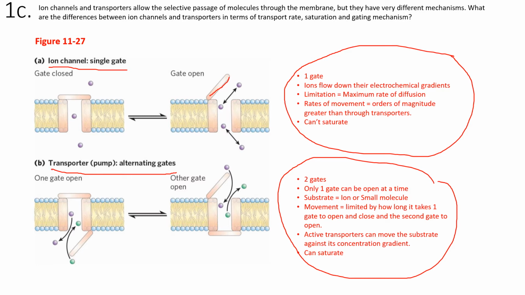And then for the transporter pump, you have two gates. So you can see one gate here and one gate here. And only one gate can open at the same time. The substrate can be an ion or a small molecule. The movement is limited by how long it takes one gate to open and close, and only then can the second gate open. Active transporters can move the substrate against its concentration gradient, and you can saturate these.